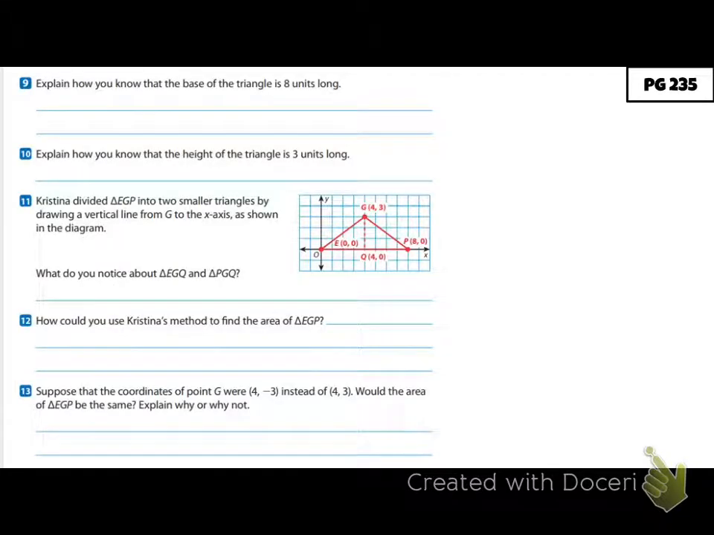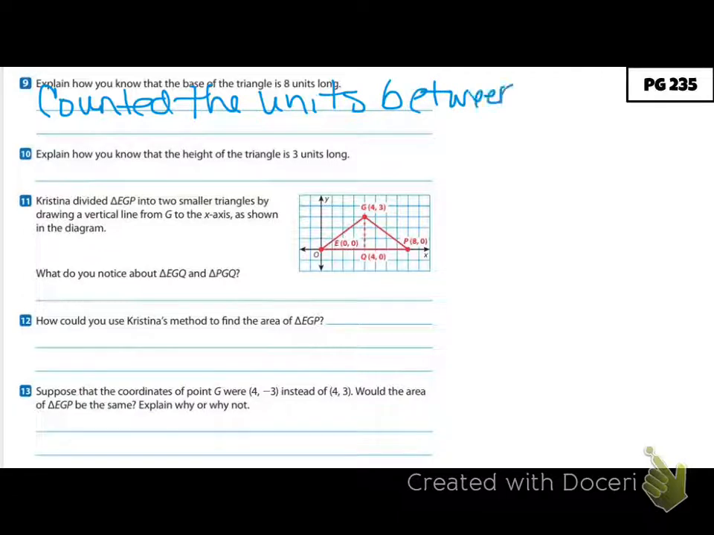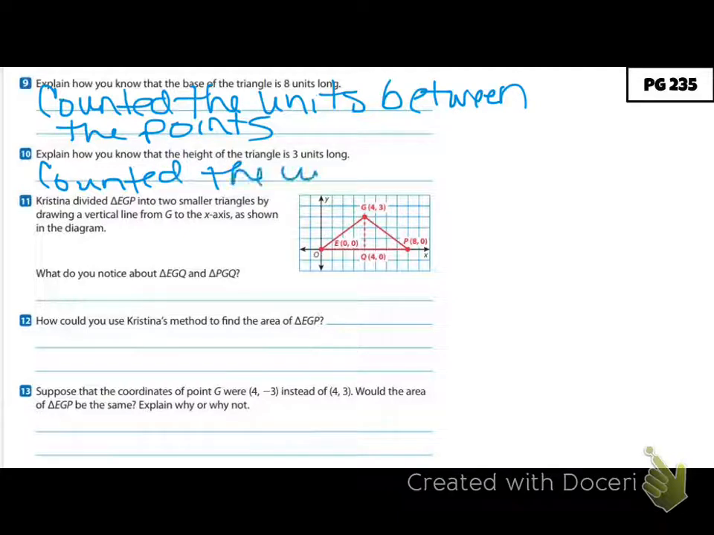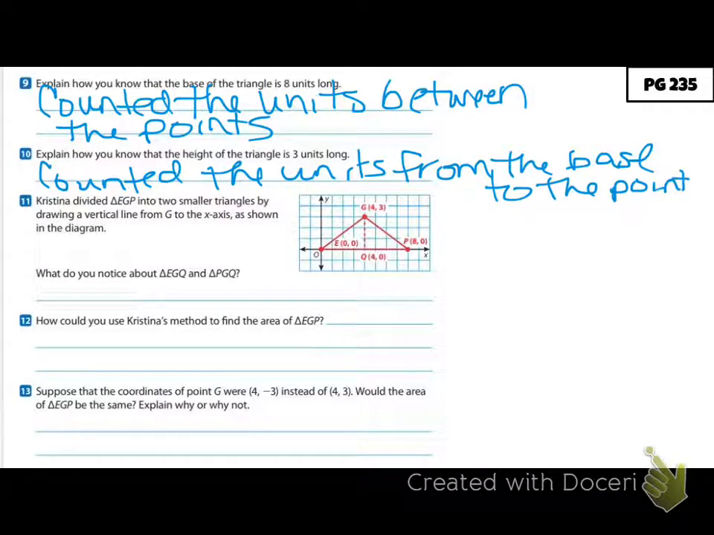So let's go through and answer these questions now. Explain how you know that the base of the triangle is 8 units long. Well, we can look and see and say that we counted the units between the points. Explain how you know that the height of the triangle is 3 units. Once again, we counted the units from the base to the point. Because remember, your height of a triangle is from your base perpendicular to the point.